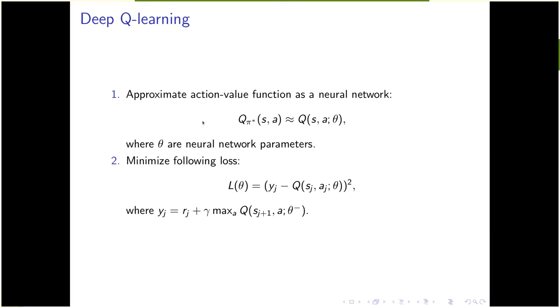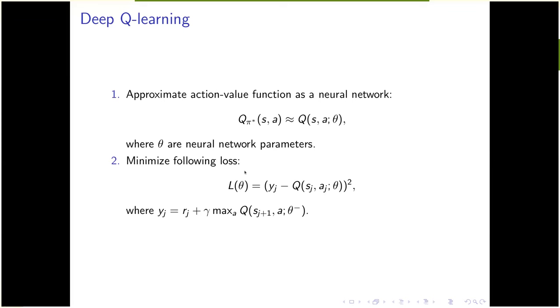Therefore, people tried to use a neural network to approximate this expected return. So here we have the neural network with trainable parameters. Oh, this is unfortunate. There's also theta here, but those should be the parameters of the classical neural network.